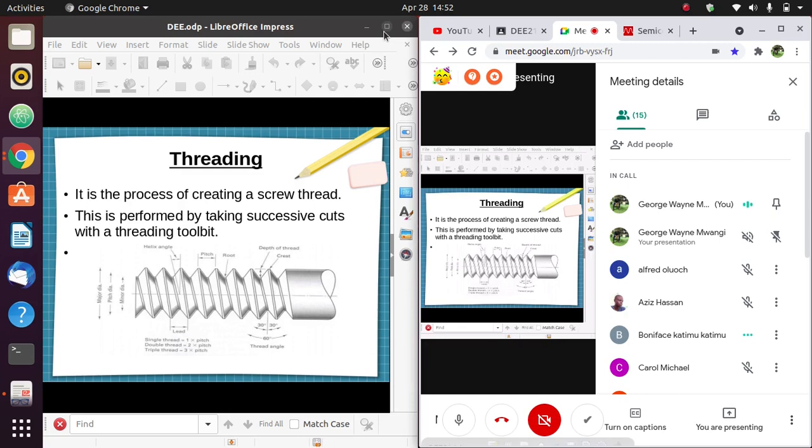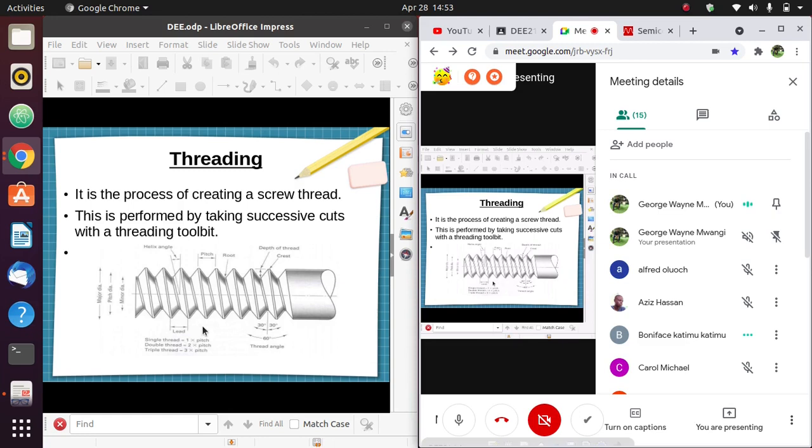But even before I go to that, there is this diagram that shows the nomenclature, the naming, the terms that you have to know ikifika katika mambo ya threads. Is the diagram clear? Diagram iko clear? Yeah. Okay, now we had talked about the major diameter, the pitch diameter, there is also the minor diameter. We had talked about the helix angle, the pitch, the root, depth, the crest, thread angle, lead.